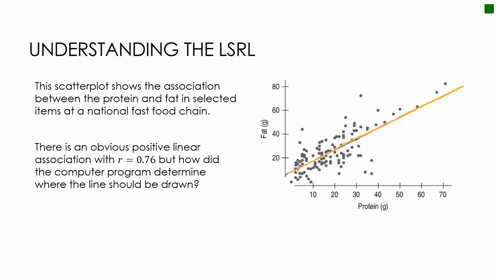So here we obviously have a scatter plot that has a moderately strong positive linear association, and the R value is given to us at 0.76, which is not incredibly strong. But my question is, where did this line come from? How did the computer program that I used know where the line should be drawn? Could I just come in here with a straight edge and a pen and say, well, I think it should look like this instead? Well, let me explain to you how a computer program finds the least squared regression line.